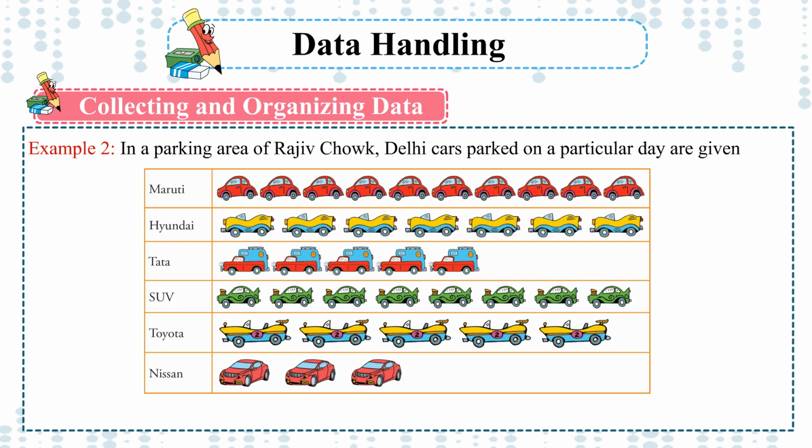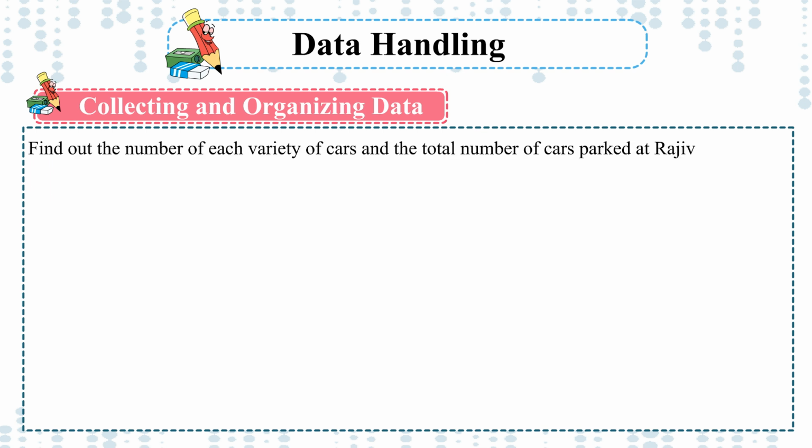Example 2. In a parking area of Rajiv Chowk, Delhi, cars parked on a particular day are given below. Maruti, Hyundai, Tata, SUV, Toyota, Nissan. Scale: image of 1 car is equal to 10 cars. Find out the number of each variety of cars and the total number of cars parked at Rajiv Chowk, Delhi.